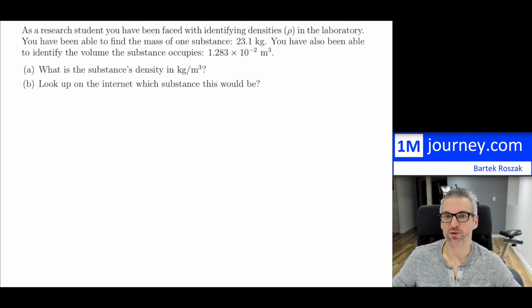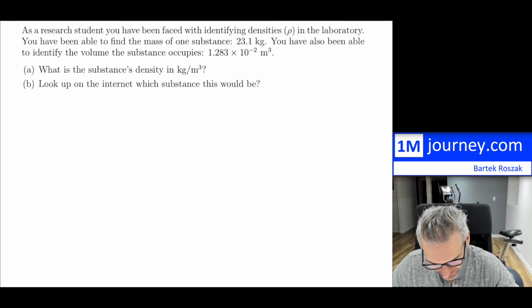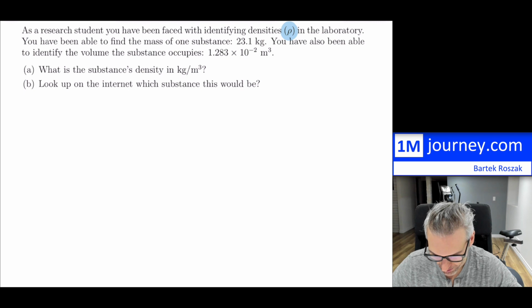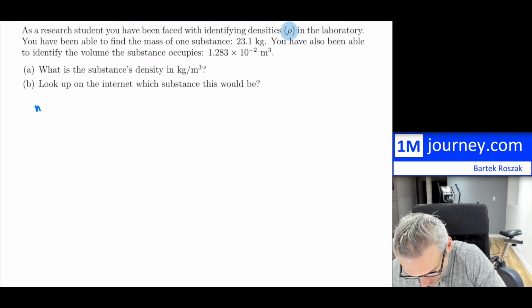Let's jump into a few density examples. All right, so here's the first one. As a research student, you have been faced with identifying densities. So we have our density symbol rho. In the laboratory, you have been able to find the mass of one substance, which is 23.1 kilograms. Let's write that down.